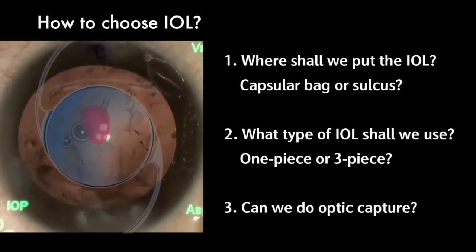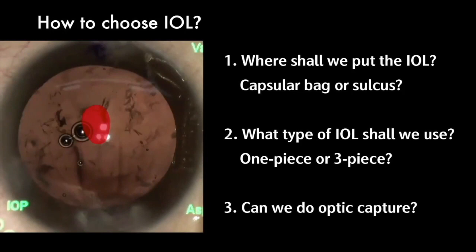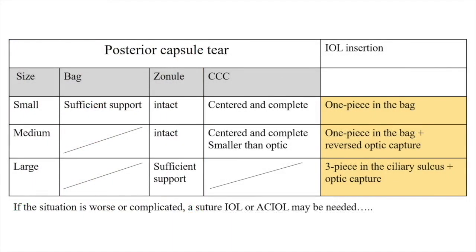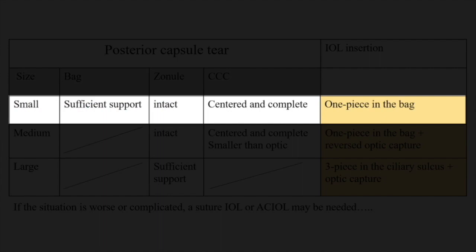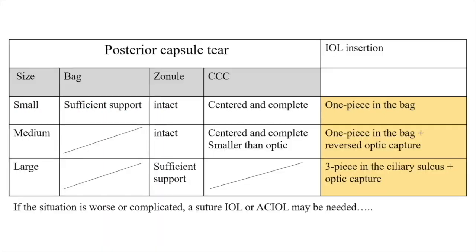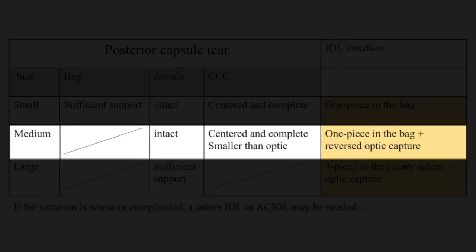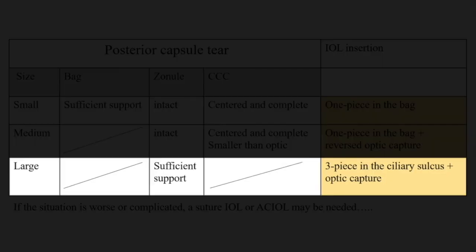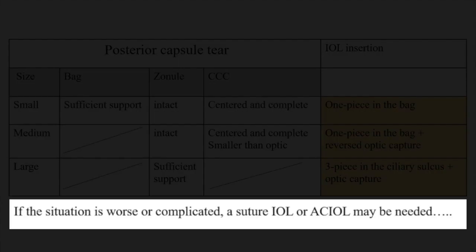The next question is, how to choose the IOL? In this situation, we should consider two things: the posterior support of the IOL and the anterior capsulorhexis. Here we made a chart for the selection of IOL. If the tear is small and the posterior capsule can still provide sufficient support, the IOL can be placed into the bag. If it's a medium tear without zonular weakness and the CCC is well positioned in the center and smaller than the optic, the best option is to place the one-piece IOL in the bag and do a reversed optic capture. In cases of a large tear or tear with peripheral extension, the three-piece lens is advised and placed in the ciliary sulcus if there is sufficient zonular support. Furthermore, if the situation is worse or complicated, a suture IOL or ACIOL may be needed.